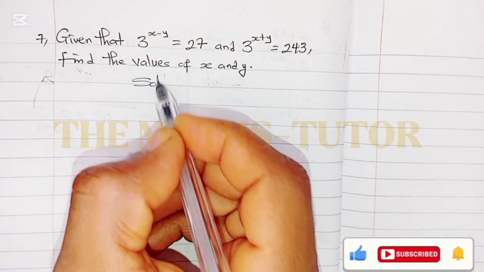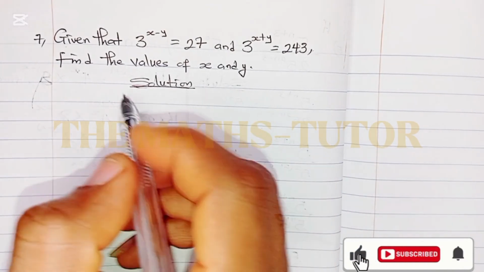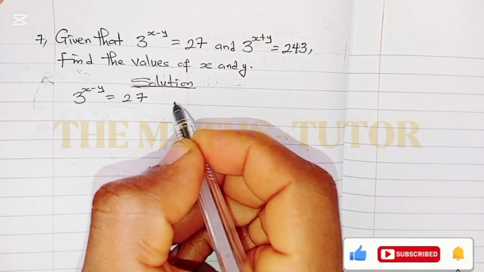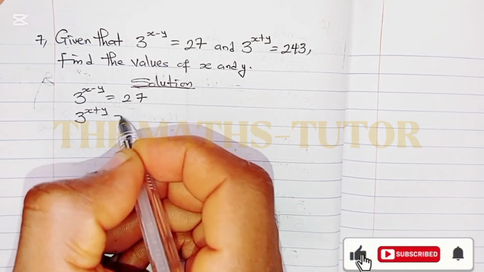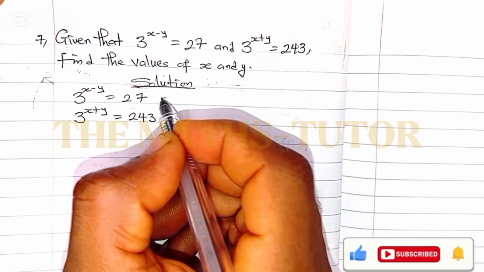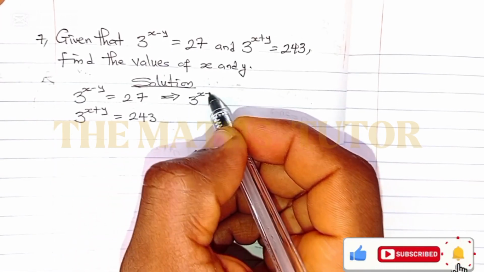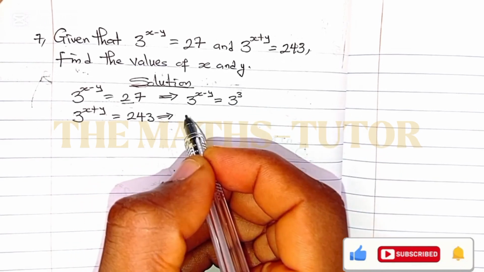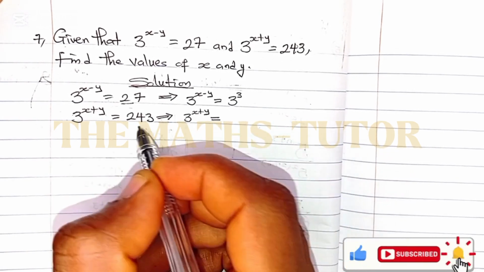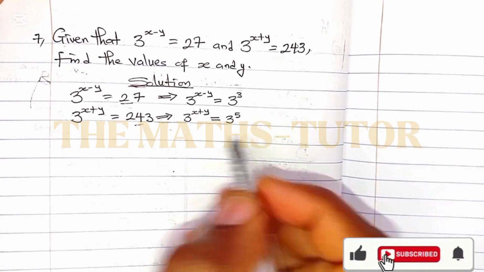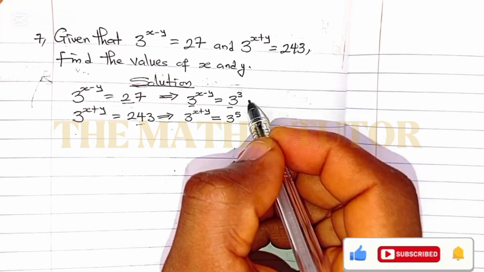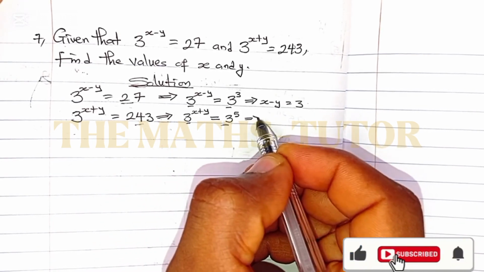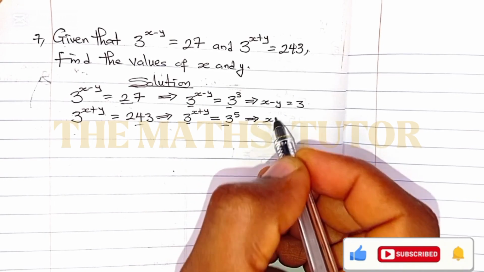In the next example, we have something that is given to us that looks more like a simultaneous equation. We're given two equations here, and we have to solve for the values of x and y. So expressing each of them as a base of 3, we can see 27 will be 3 raised to 3, while 243 will be 3 raised to the power of 5. And of course, they share the same base, so we can always equate their power. x minus y will be equal to 3, x plus y will be equal to 5.